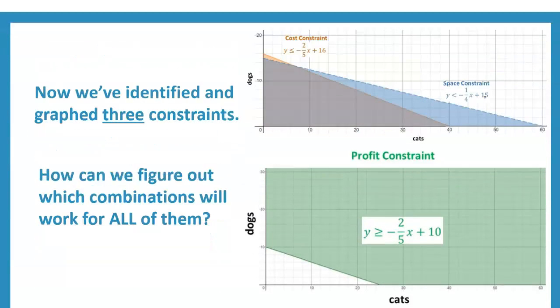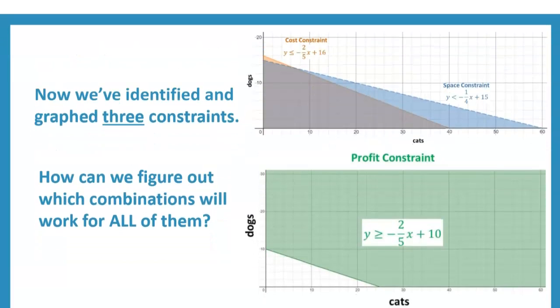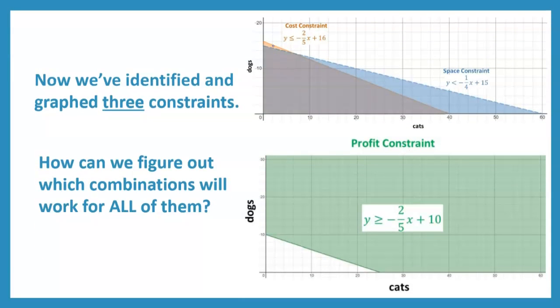All right, so here are the 3 constraints we've identified so far. We have the cost constraint on the cages in the orange region, the space constraint on the blue region, and the profit constraint, the new one we just did, in the green region. How might we combine all of these together to figure out what combinations would work for everything? So within their budget, within their space constraints, and making enough money to make their business worth it. How can we figure that out for all of those constraints?